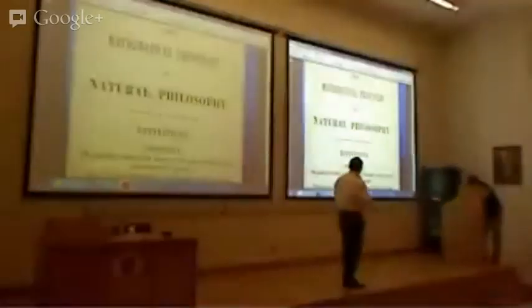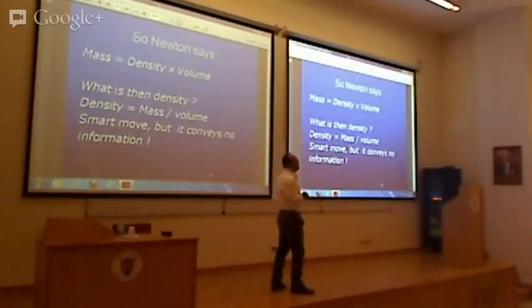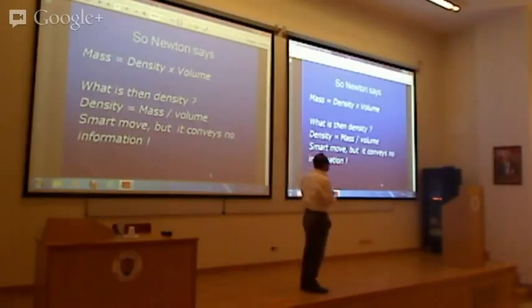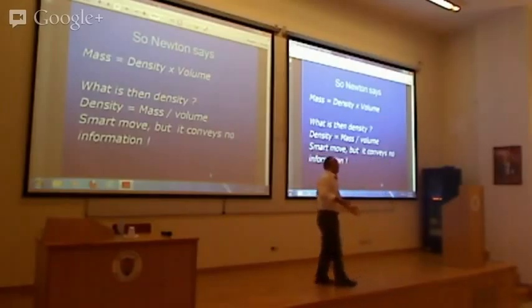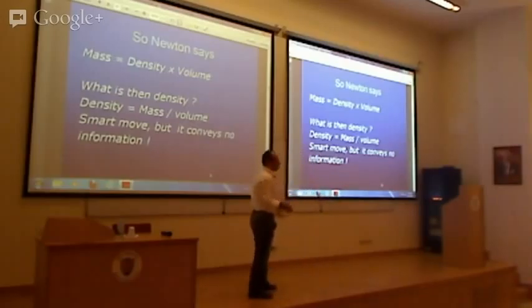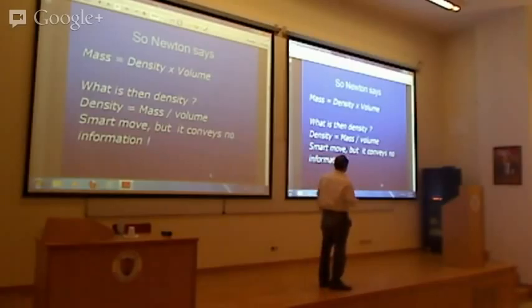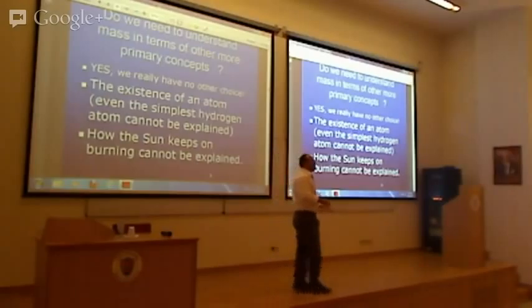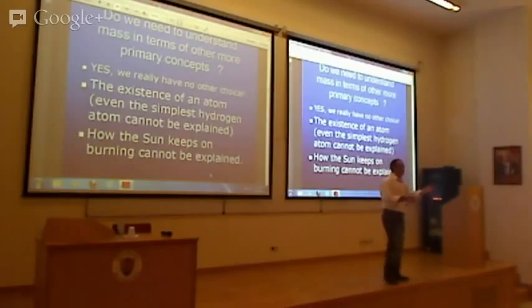So density and bulk, okay? Let's see. So Newton said mass is density times the volume, basically. Okay? What is density then? Density is mass divided by volume. Well, smart move, but it doesn't convey any information. I mean, Newton just said it in the first sentence, and then he used it, and people used it for 300 years. Well, we are using it for sure, but what is the problem with that? I mean, so what? Take mass as a primary concept and be happy with it. You take electric fields like that, electric charge like that.